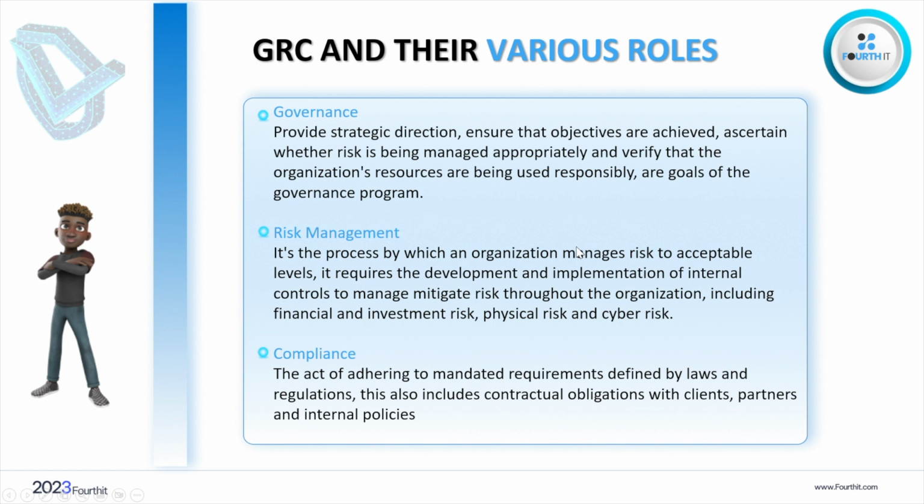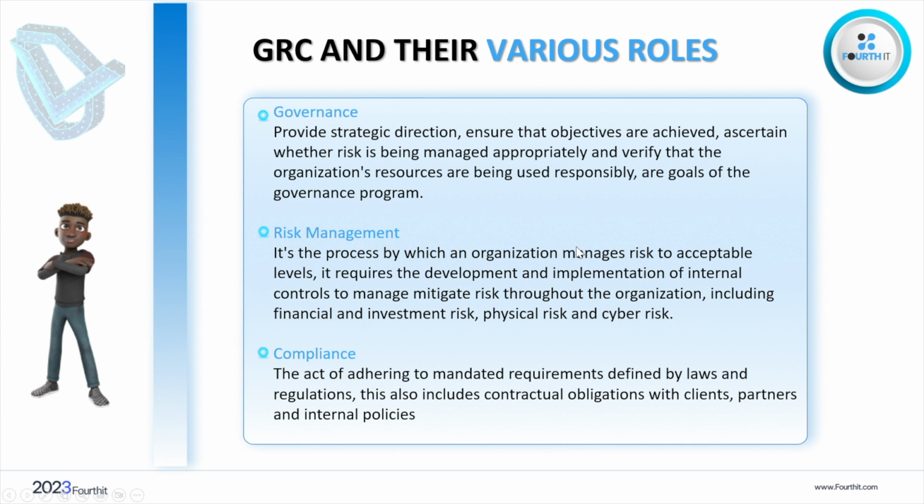Now, when we talk about risk management, what do we mean? Risk management is a process by which organizations manage risks to an acceptable level within an organization. And so it requires the development and implementation of internal and external measures to be able to manage and mitigate the risks throughout the organization. And what is compliance? Adhering to rules and regulations. So it's an act of adhering to mandated requirements, laws, and regulations. This can also include contractual obligations and internal policies.